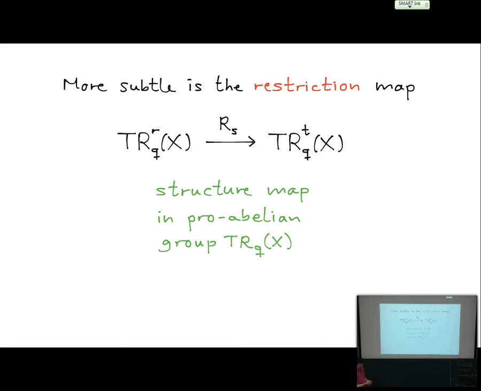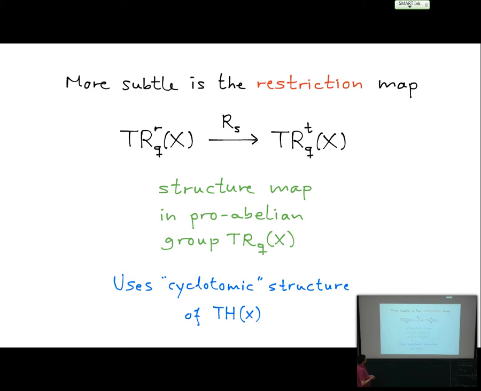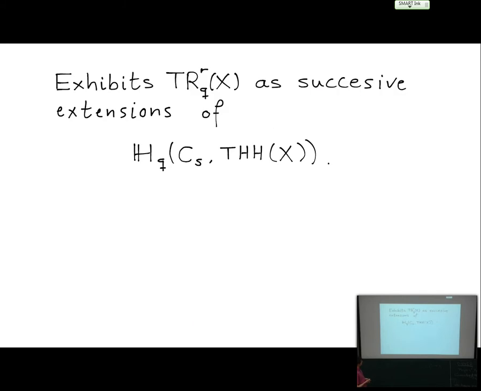That's right, R is ST. Yeah. This uses what we call a cyclotomic structure on THH, but which is basically this. So using these restriction maps, you can exhibit this group, or rather that homotopy type, as a successive extension of such Borel quotients of finite cyclic groups acting on THH.